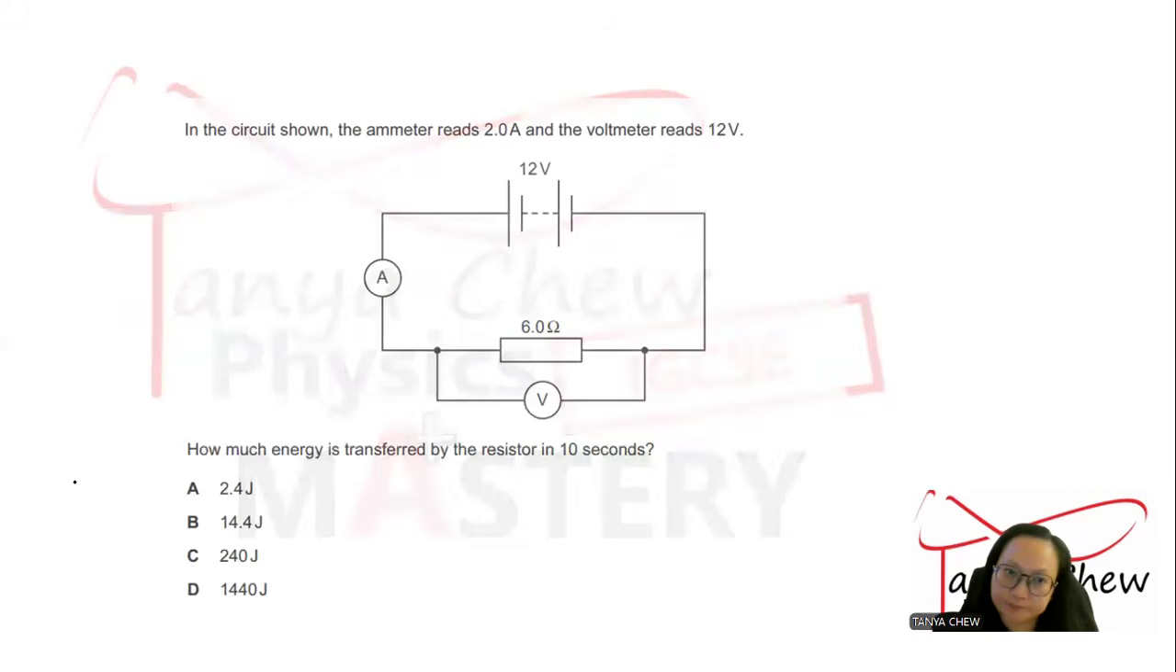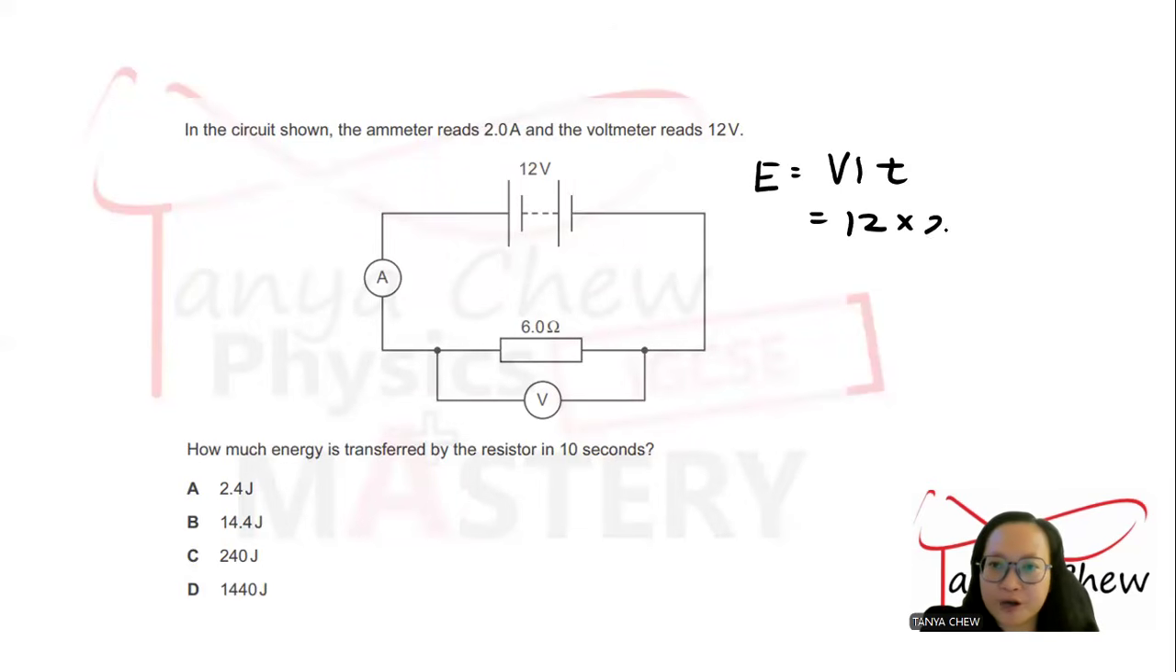The next one. In the circuit shown, the ammeter reads 2 ampere and the voltmeter reads 12 volt. How much energy is transferred by the resistor in 10 seconds? So when they ask about energy, this is the most popular equation, VIT. I love to use this. Right, so volt, 12 volt, I is 2 ampere, just put 2, and the time is in second, just times 10. So you will get 240 joules, so C is the answer.